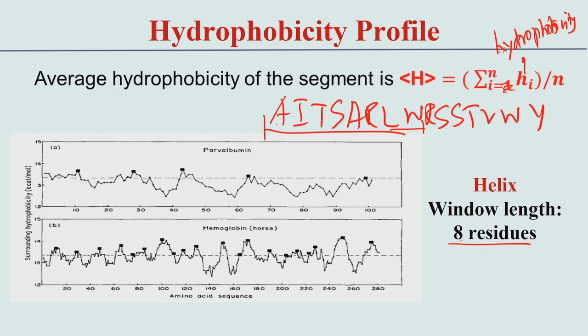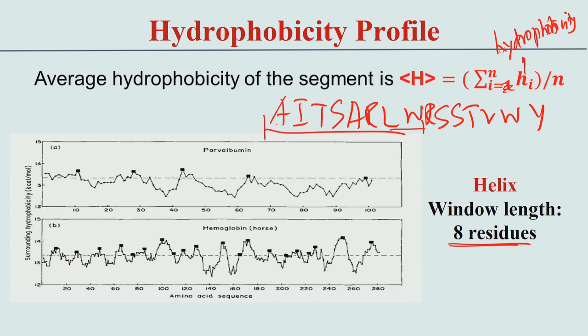So, to identify the helical segments, what to do? First we take a window length of 8 residues and construct a plot. You can see these are two different examples for two different proteins. Here the x axis is the sequence: 1 means the average of residues 1 to 8, 2 means the average of 2 to 9, and the y axis is the average hydrophobicity value.